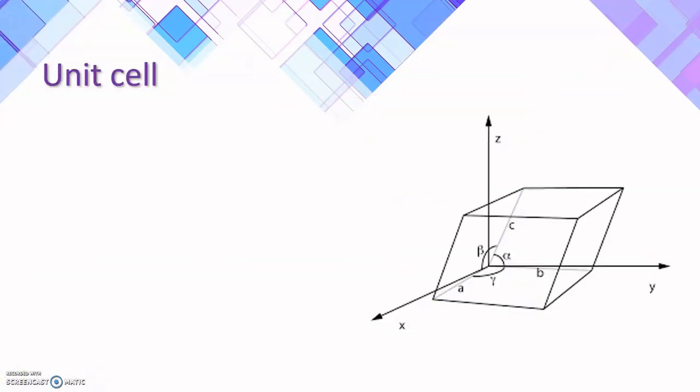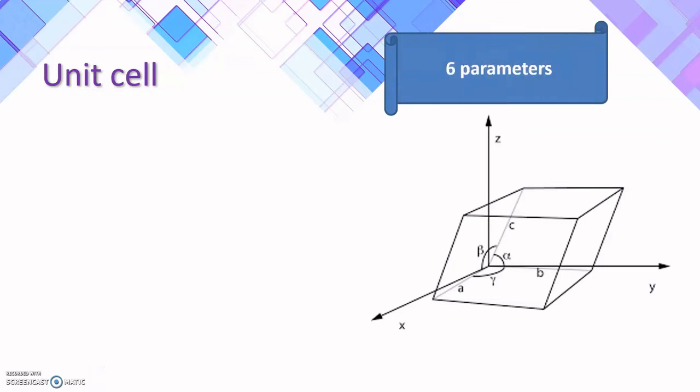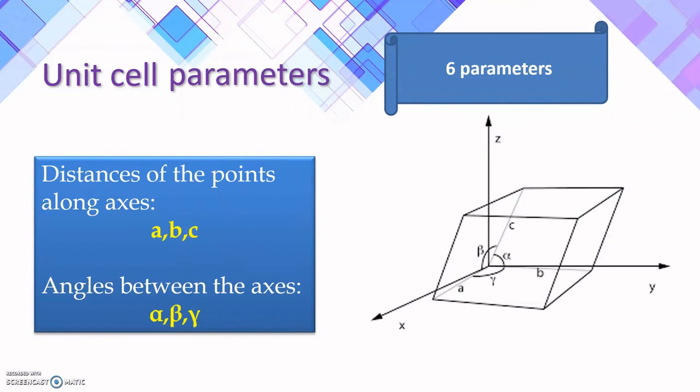A unit cell is characterized by 6 parameters. These are called the unit cell parameters. These are the distances of the points along the axes a, b and c, and also the angles between the axes: alpha, beta and gamma.